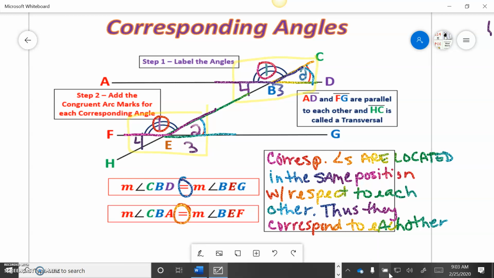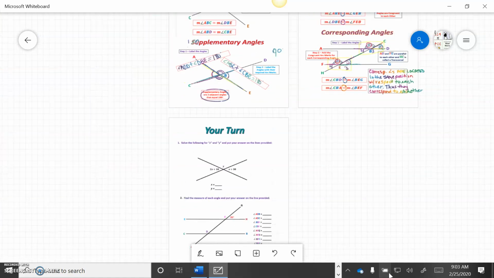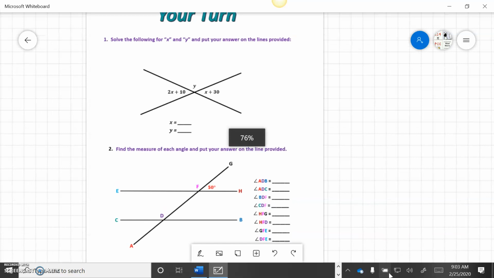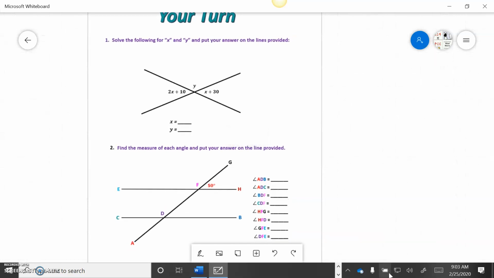So what I would like you to do is there is a Your Turn page, and I would like you to try this, and then we are going to come back together tomorrow and talk about it.